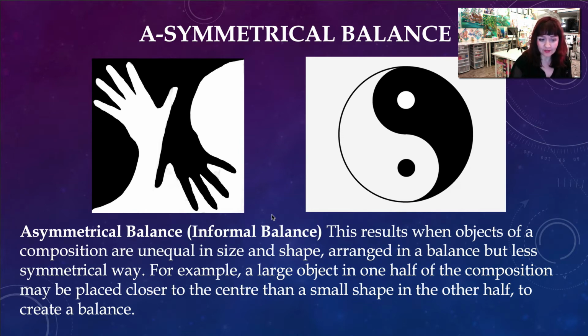This is asymmetrical balance, or informal balance. This results when objects of a composition are unequal in size and shapes, arranged in a balanced way but less symmetrical. For example, large objects in one half of the composition may be placed closer to the center than a small shape in the other half to create a balance. So in these sketches here, the shapes are the same, but they have different colors. Overall, when you look at it, they have balance in them, similar to this hand.